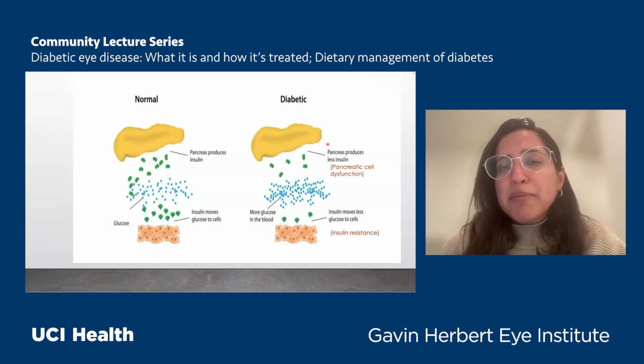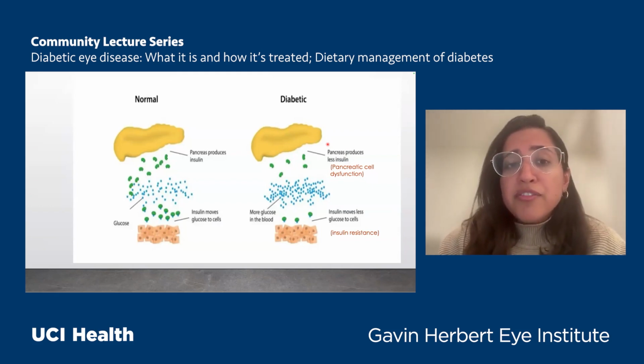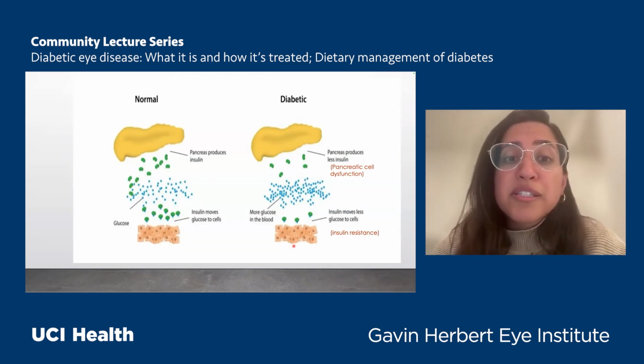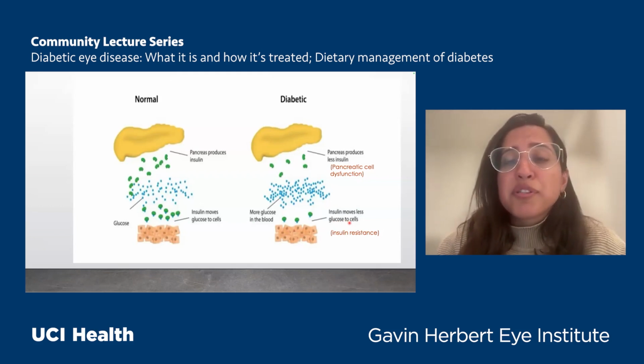But in patients with diabetes, most forms of diabetes, you have either the pancreas producing less insulin, and so there's not enough insulin to push glucose into the cells, or you have something called insulin resistance occurring, where the cells that are supposed to be taking up the glucose become more resistant to the effects of insulin. So the same amount of insulin is not able to move enough glucose into the cells.